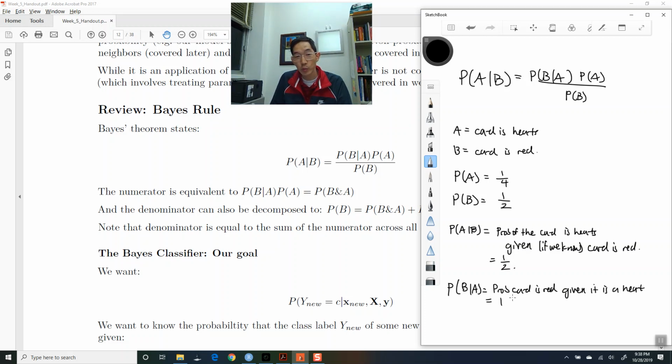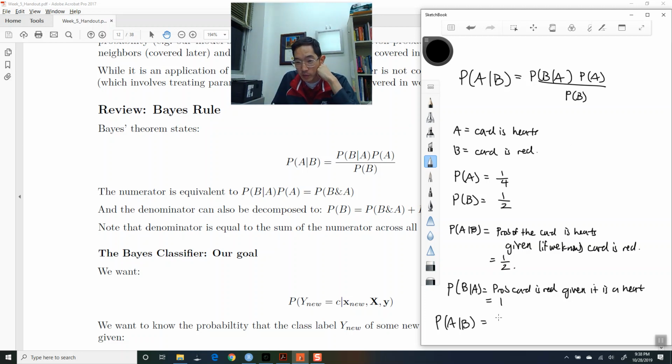Okay, and that's going to be 1. Every single card that is a heart is red, so what's the probability that the card is red if we know that it's a heart? That's going to be 1. And this just supports that the probability of A given B, which we know is 1/2, can also be found this way.